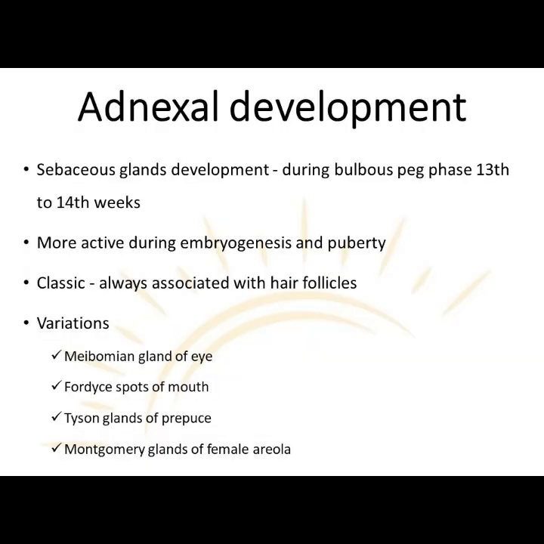Sebaceous glands. Develop during bulbous PEG phase, 13-14 weeks. Activity high in embryogenesis and puberty, low in childhood. Usually associated with hair follicles. Variants: Meibomian, eye; Fordyce spots, mouth; Tyson glands, prepuce; Montgomery glands, areola.